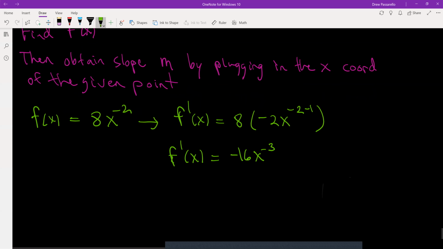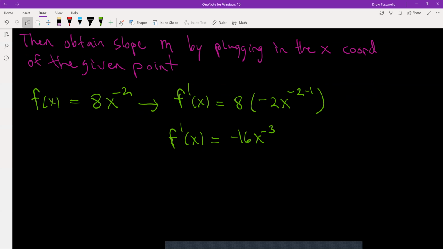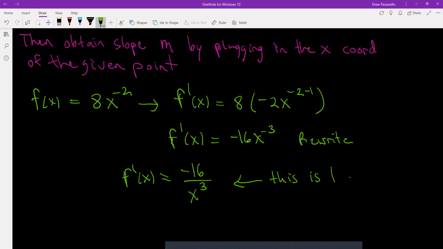And then I'll rewrite it so that it doesn't have a negative exponent. So f prime of x is -16 divided by x cubed. All right, this is the derivative function. So this is what we were doing in this previous example, finding the derivative. So that's what this is.